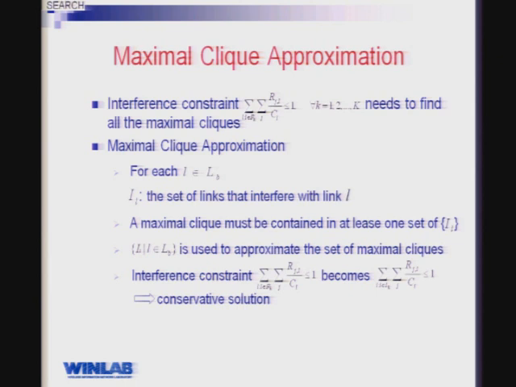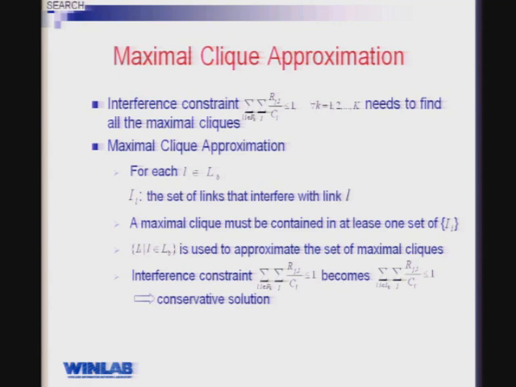And so the interference constraint becomes requiring that all the links in any interference set cannot be active simultaneously, which results in a conservative solution.